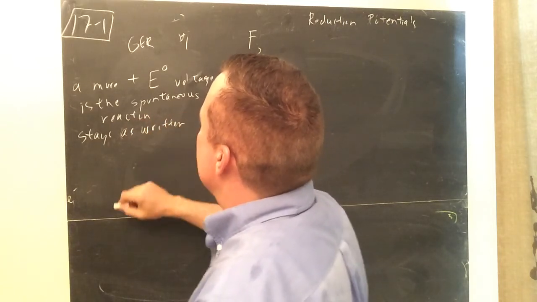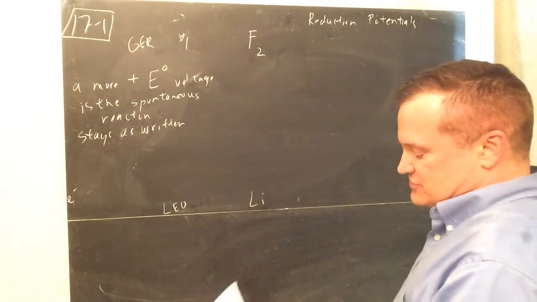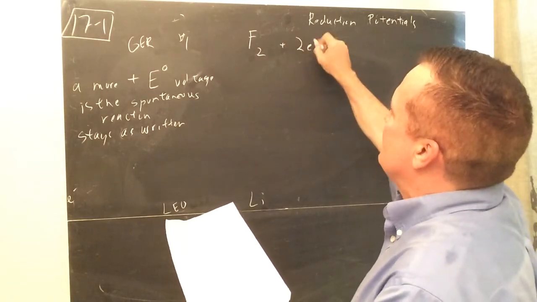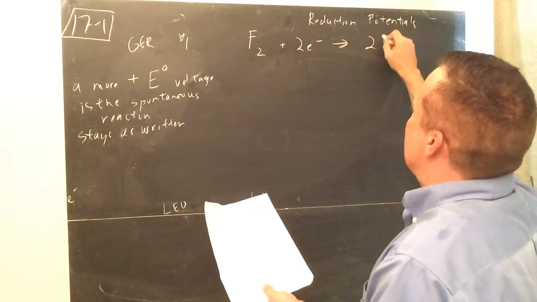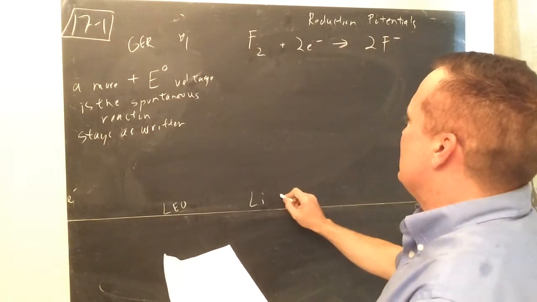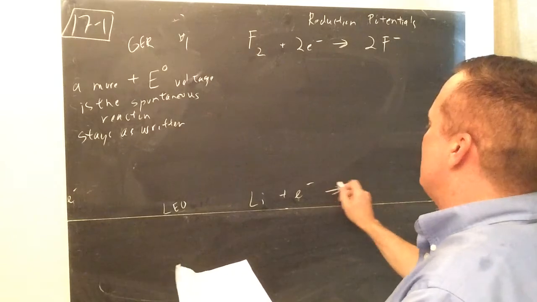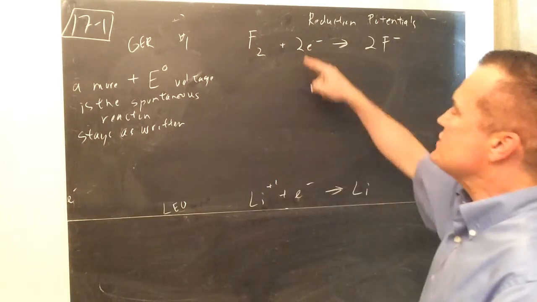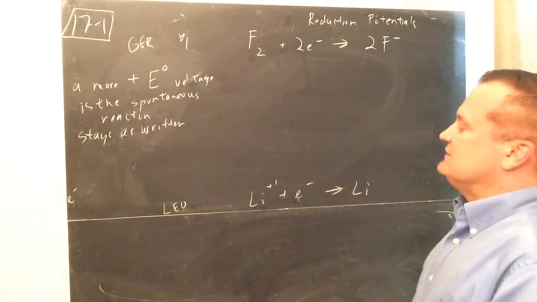Okay? What do I mean by that? I'm going to show you. Fluorine: the reaction is gaining 2 electrons to make 2F negative. Or could lithium plus 1 gain 1 electron to become lithium? Which of these is most likely to happen?